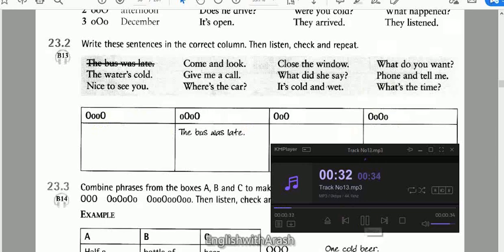What do you want? Give me a call. What did she say? The bus was late. The water's cold. It's cold and wet. Come and look. Where's the car? What's the time? Close the window. Nice to see you. Phone and tell me.